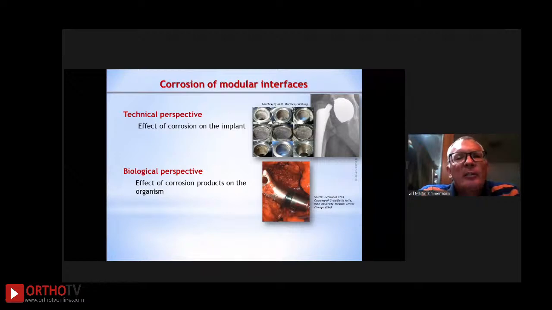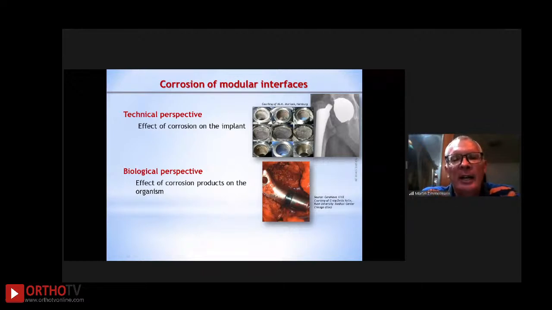Let me go a little bit about fretting corrosion, especially with the ceramic Biolox option system with a metallic sleeve. As you know, you can distinguish two cases. From the technical perspective, you can imagine that the corrosion of the implant is so strong that you can even have a fracture of the top of the stem, and this disruption. That's very seldom.